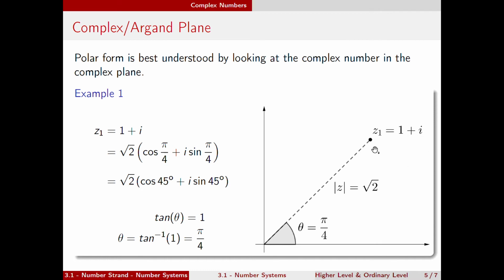The opposite is the height of the complex number, so the distance from the x-axis to the complex number, and the adjacent is the distance from the y-axis or the origin to the complex number. And this gives us that theta is equal to the inverse tan function of 1, which is equal to pi over 4. And this in total gives us that z1 is equal to root 2 times cosine of pi over 4 plus i sine of pi over 4, or 45 degrees.